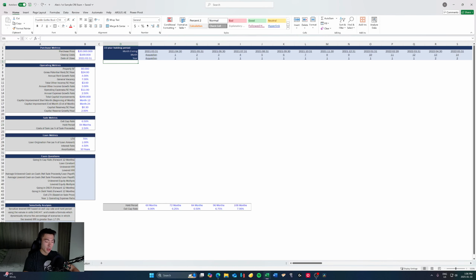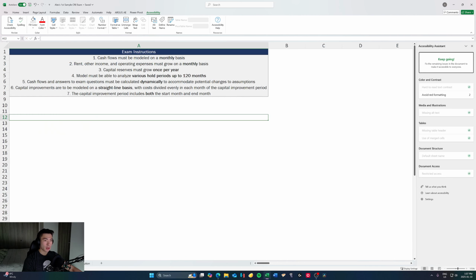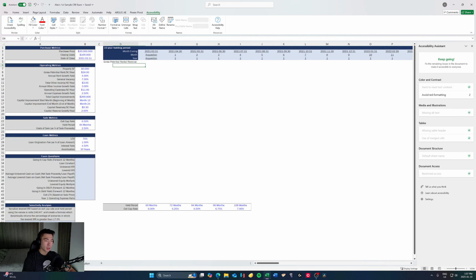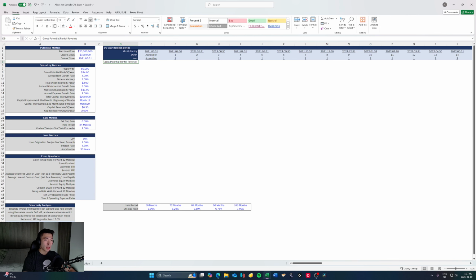Okay, so now we are going to model our gross potential rental revenue. We're going to be doing this on a monthly basis because our exam instructions say that rent, other income, and other operating expenses must grow on a monthly basis. So that's how we're going to model this. We're going to put the label: Gross potential revenue, rental revenue.